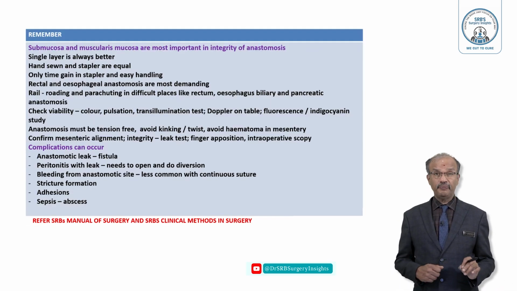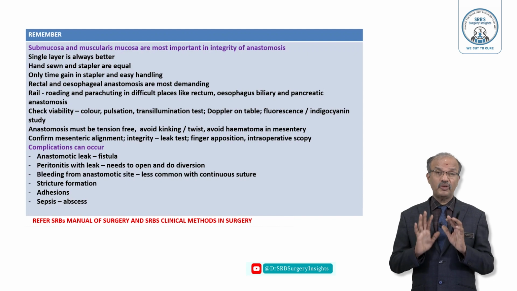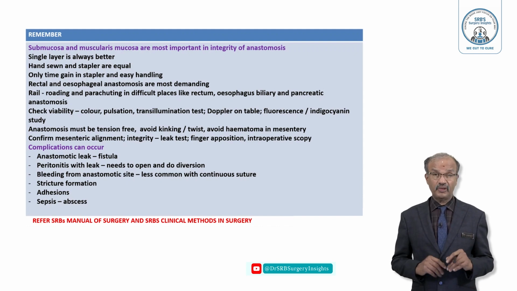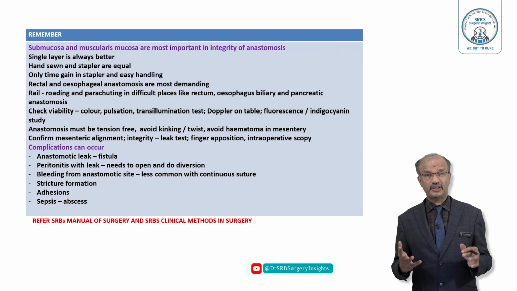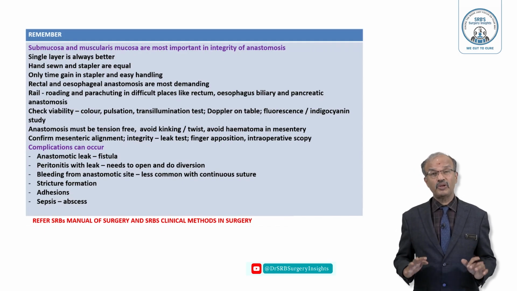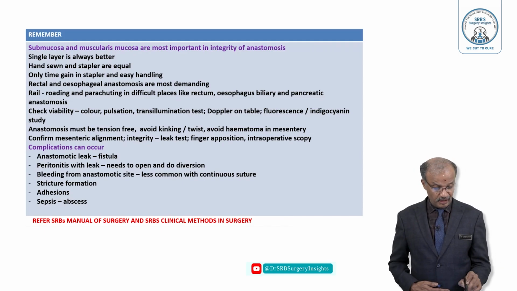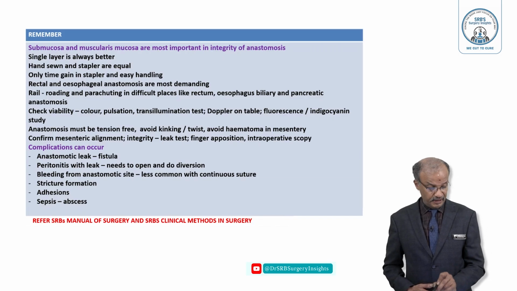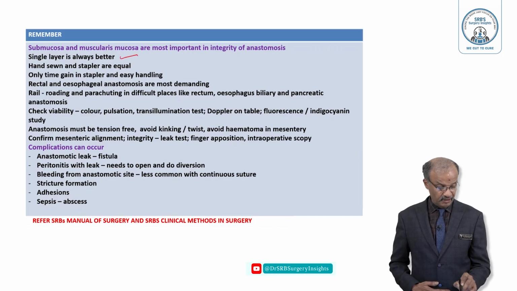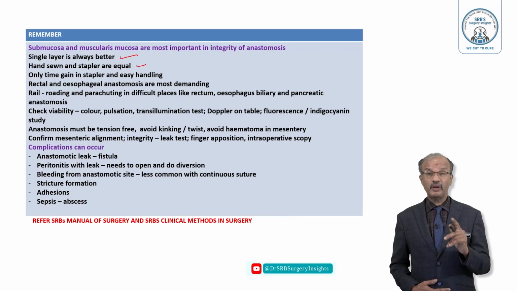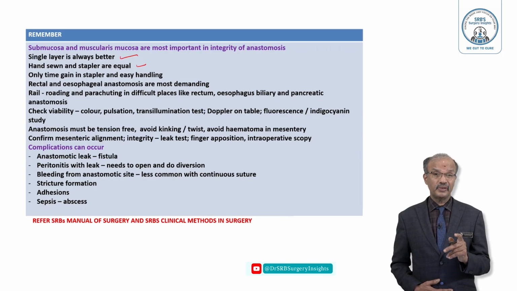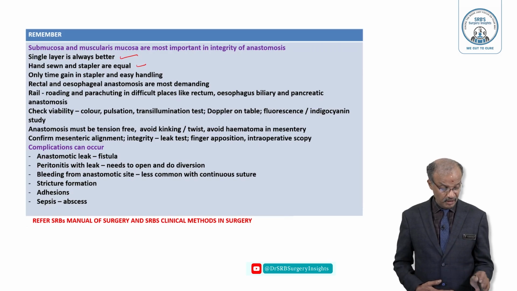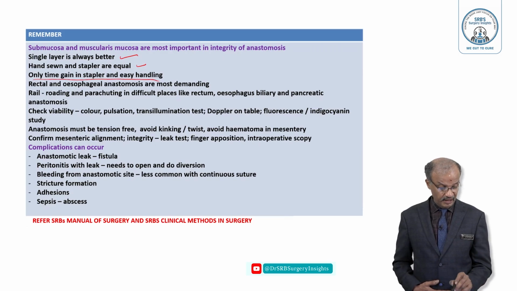So remember, in bowel anastomosis, the most important thing, as a surgeon or a learner, as a beginner or a practicing surgeon, or whatever the age, principles have to be followed by everybody. Submucosa and muscularis mucosa are the most important for integrity of the anastomosis. Single layer is always better. Hand sewn and staplers are equal. Don't think that stapler is better. It only gives you the ability to do it quickly, so you can come out quickly. It's the only advantage. Only time gain and easy handling.